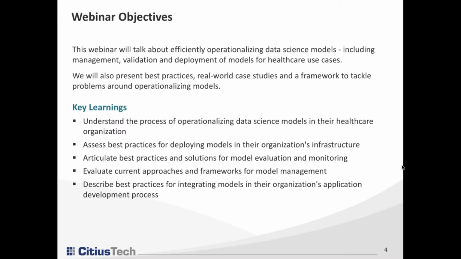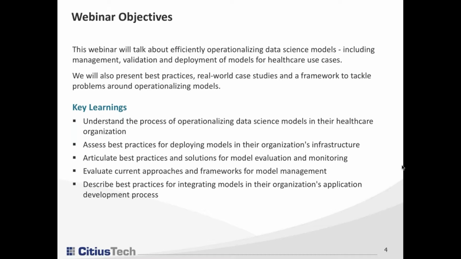So with that background, today we'll be covering a high-level overview of how to effectively operationalize data science models and what that means for those who aren't familiar with the space. We'll present some best practices and approaches on how to deploy, evaluate, monitor, and manage developed models within a healthcare organization. And then we'll follow this with some real-life examples and a summary of key takeaways.